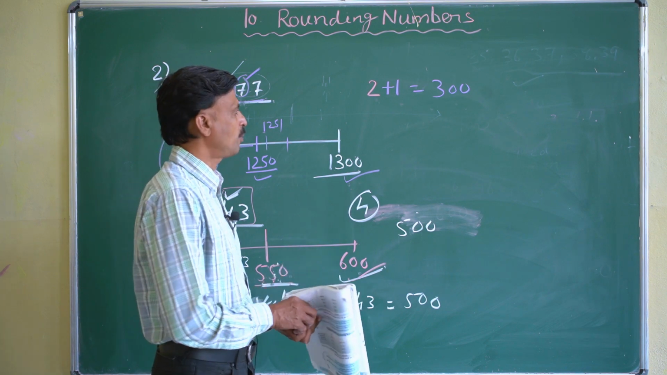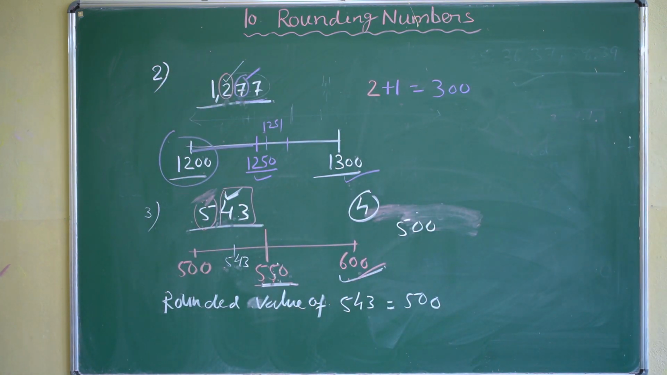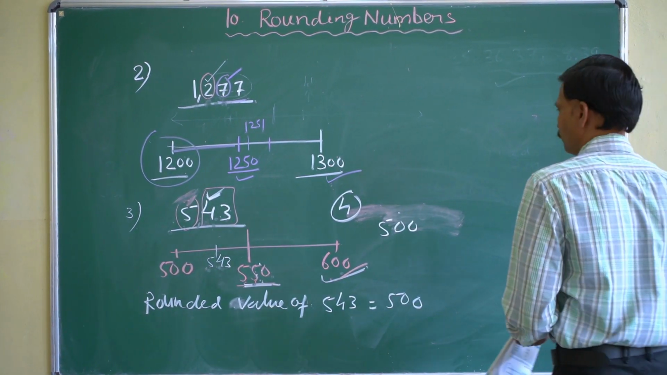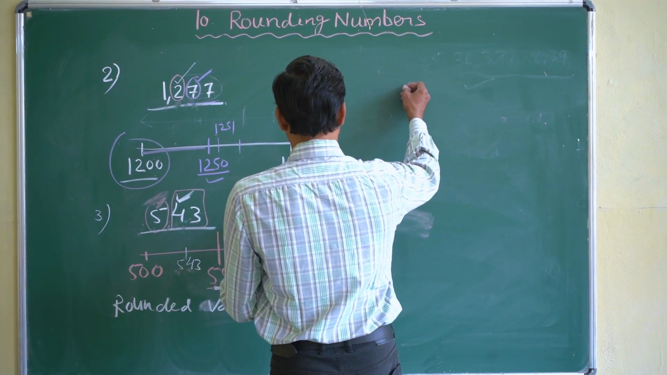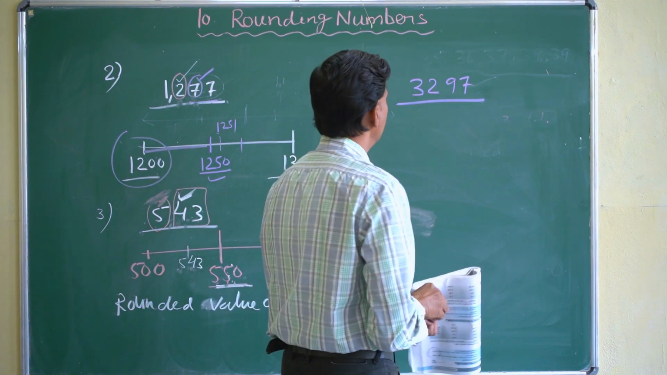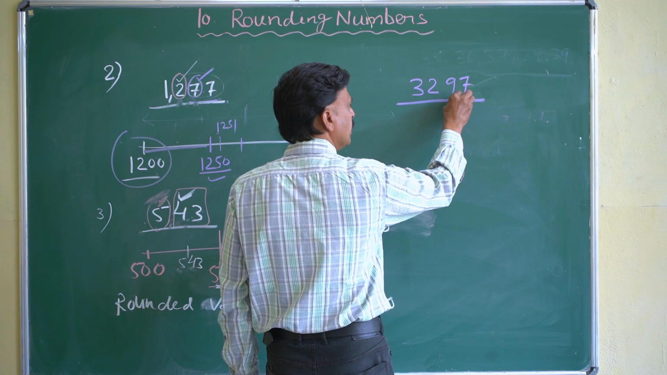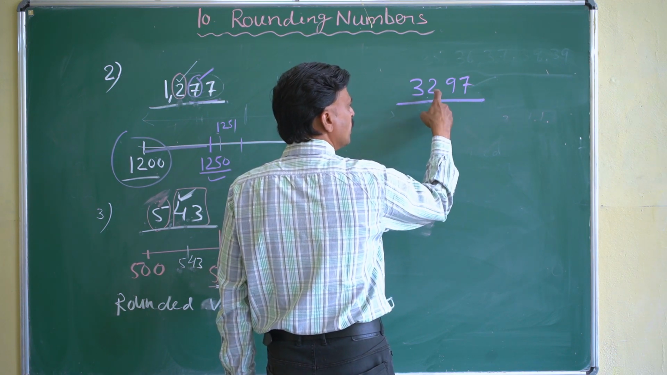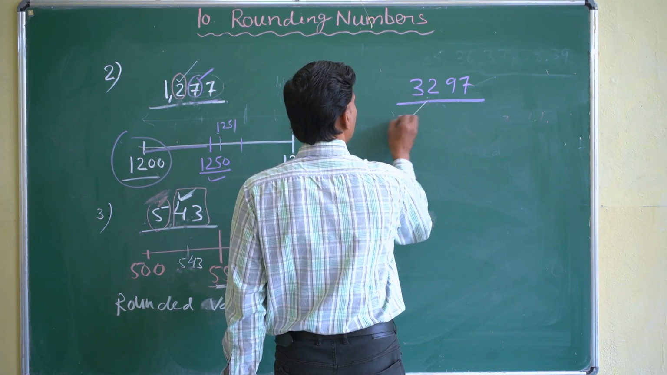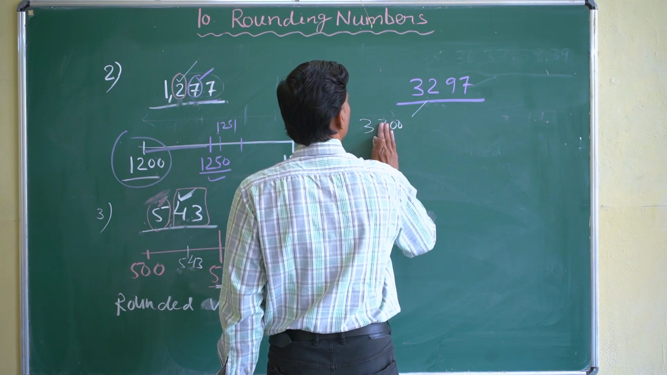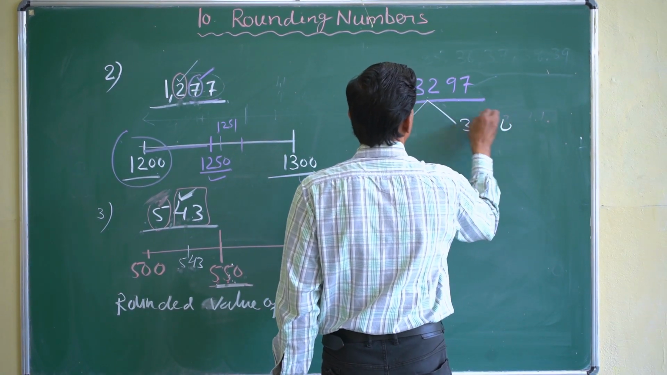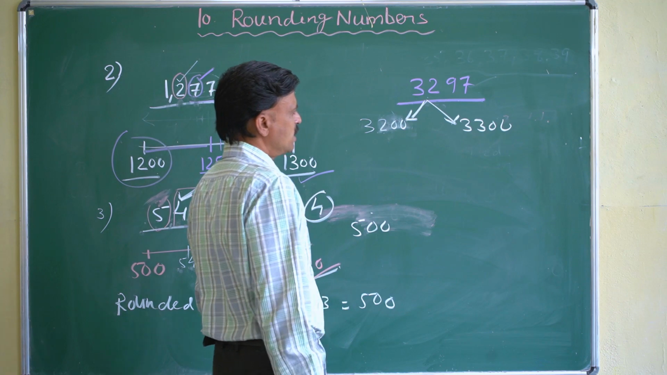Now the next is, suppose the number is 3297. This is the number. Again you will see we have to round off near to 100, which means this is going to be 3300 or 3200. What value will it give, this one or this one, when we round off?